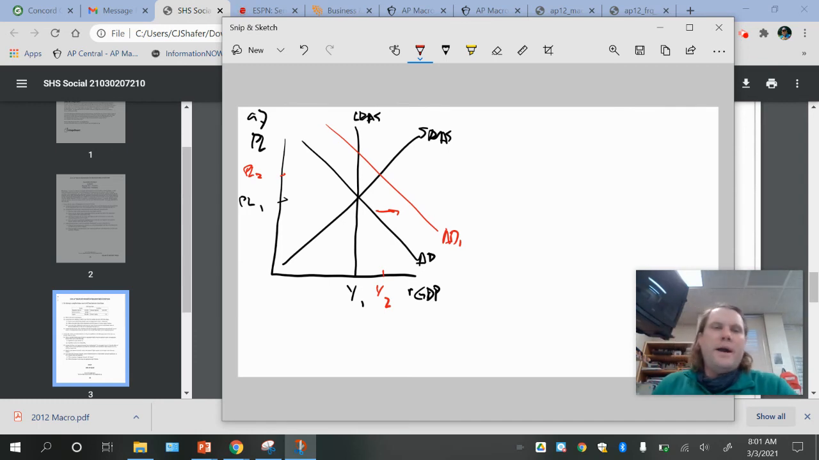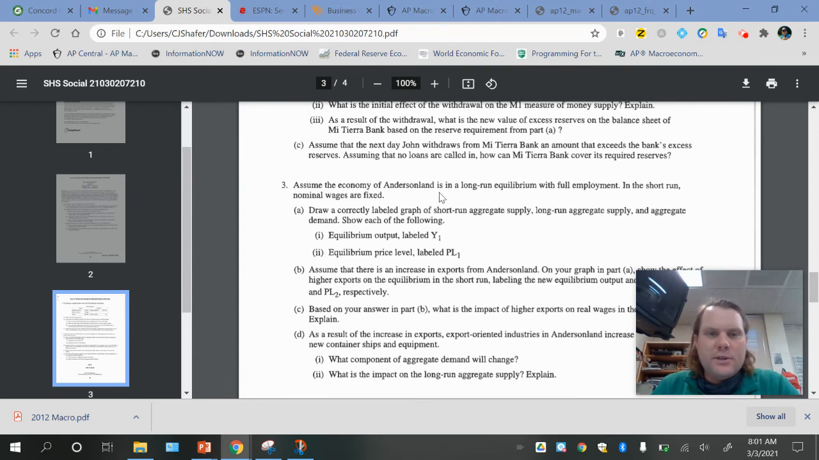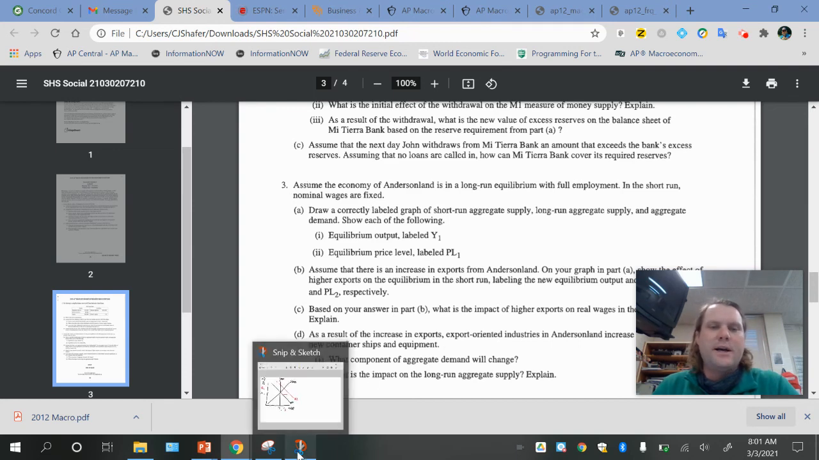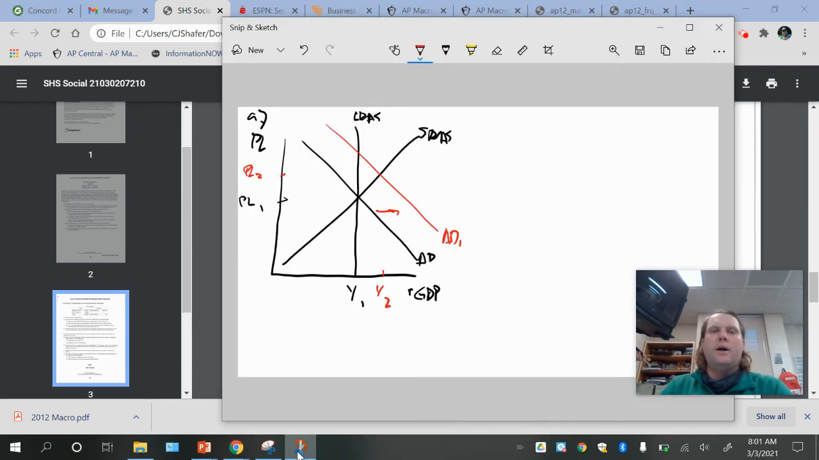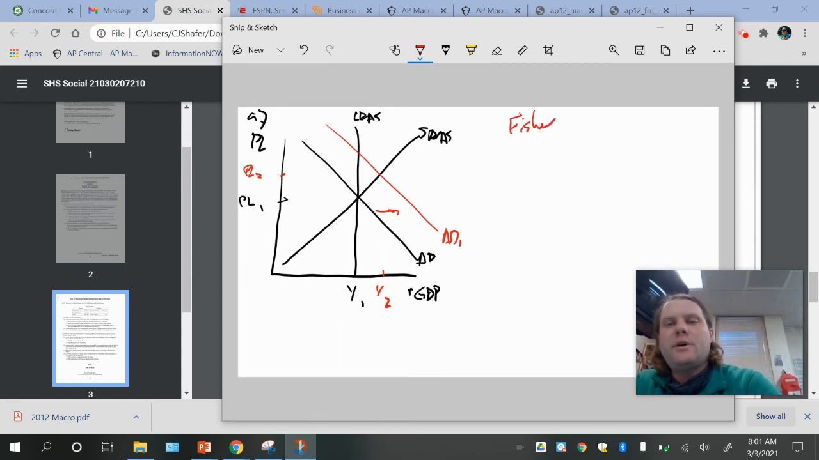Now, we've got to go back to the problem here and say that assume, what's it say? Nominal wages are fixed. That means I can't make more money from one day to the next, one week to the next. Kind of a tricky little dirty trick that they pull on you. Remember our equation. Okay, so we've got our Fisher equation. Change that H to an N. Nominal minus expected equals real.